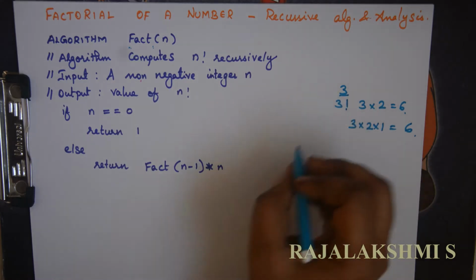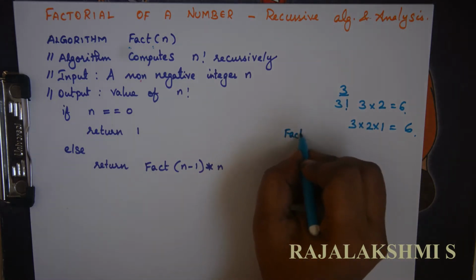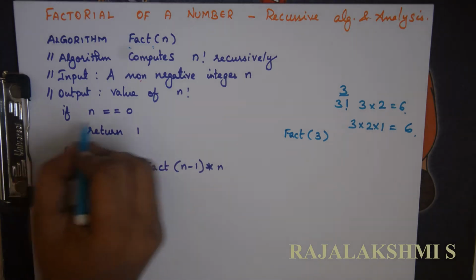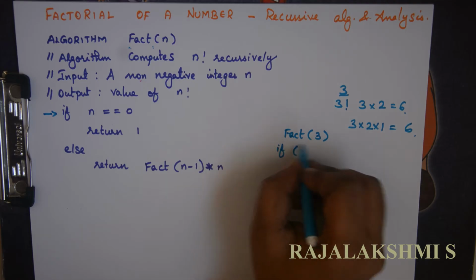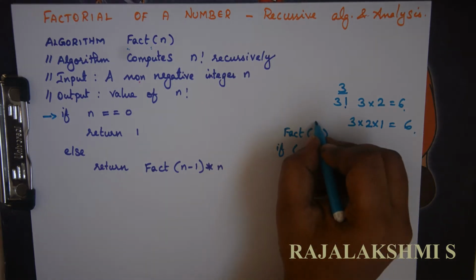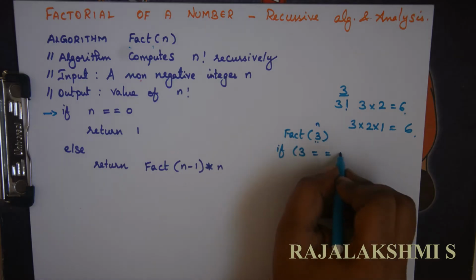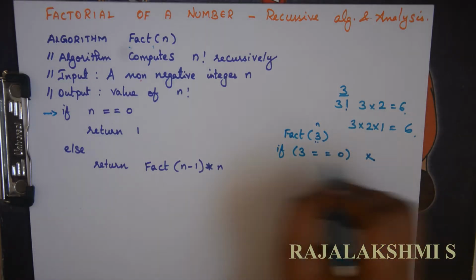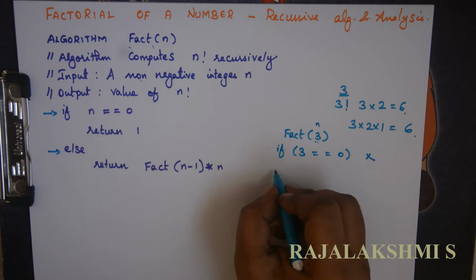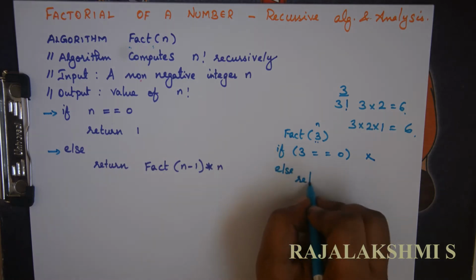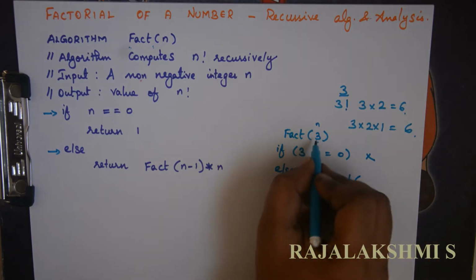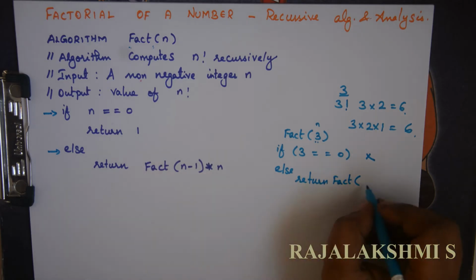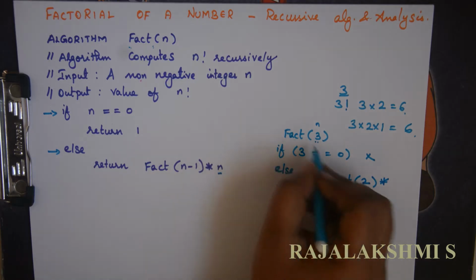I am calling this algorithm with fact of n equal to 3. The algorithm comes to execute the first line: if n is equal to 0. Here our n is 3. So 3 equal to 0, the condition is false. So it comes to the else part. In the else part we have return fact of n minus 1 multiplied with n. What is n? It is 3. So n minus 1 means 3 minus 1, which is 2, multiplied with n, which is 3.